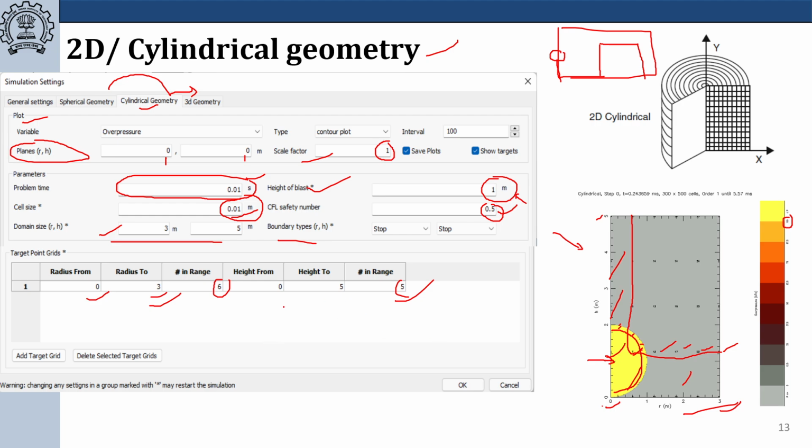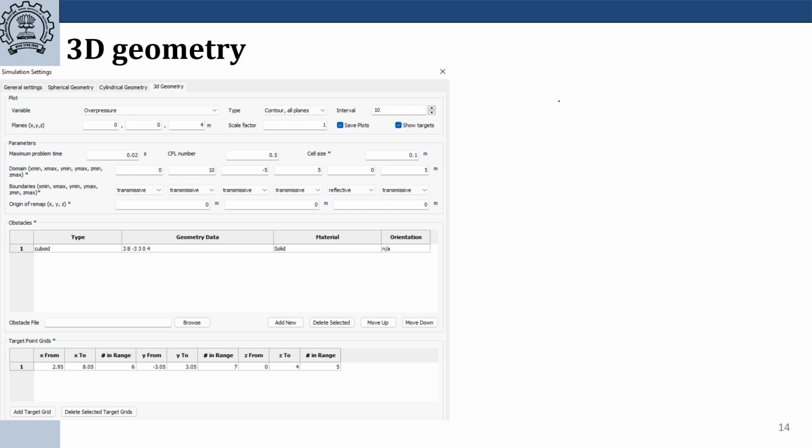This is another option, and what it does is, first it will simulate the two-dimensional geometry and remap it into the three-dimensional problem. Basically it is solving like a cylindrical domain. It will solve in two dimensions and remap into the three-dimensional domain, and a cylinder will be remapped into the three-dimensional domain. So coming to the 3D geometry, similar to the two-dimensional geometry, you have the plot settings.